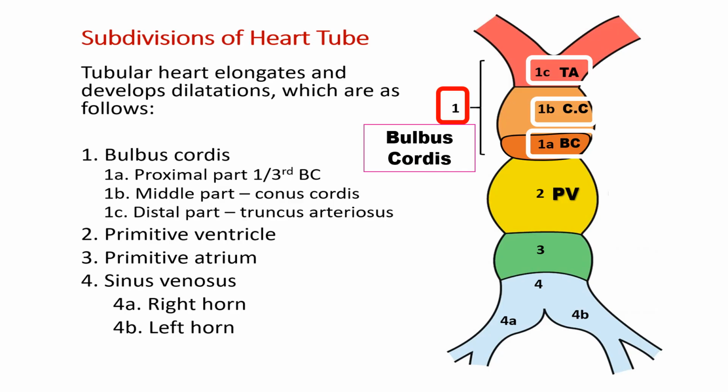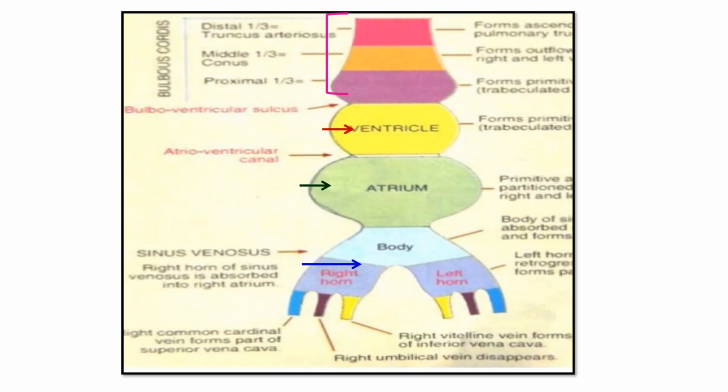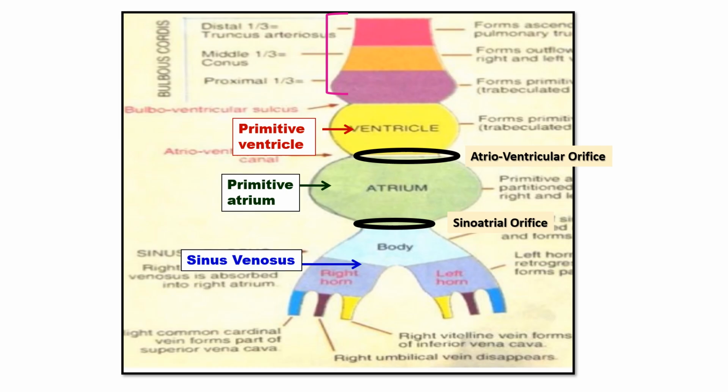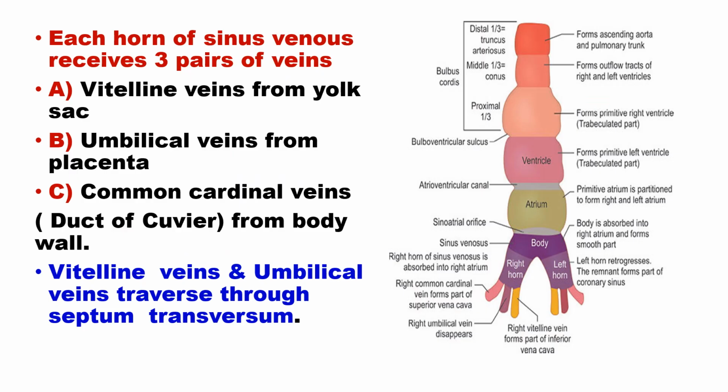Bulbus cordis is continuous with the primitive ventricle, then the primitive atria, and the primitive atria is continuous with the sinus venosus, presenting right and left horns. Sinus venosus opens into the primitive atrial chamber via the sinoatrial orifice. Primitive atrium opens into the primitive ventricle via the atrioventricular orifice. Primitive ventricle opens into the bulbus cordis proper via the interventricular foramen.